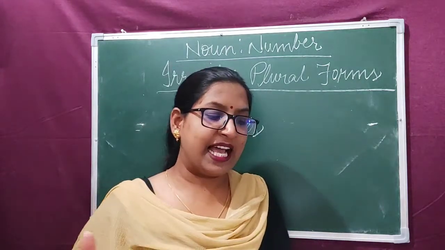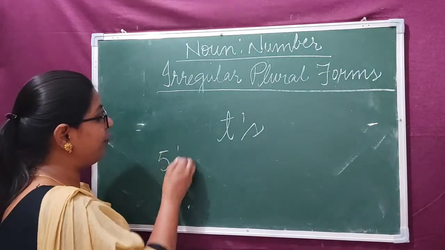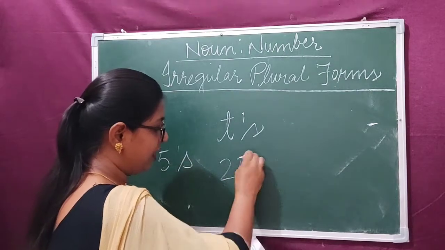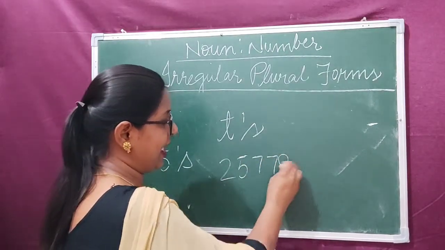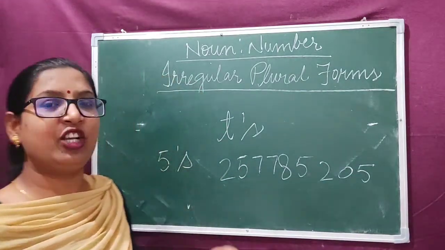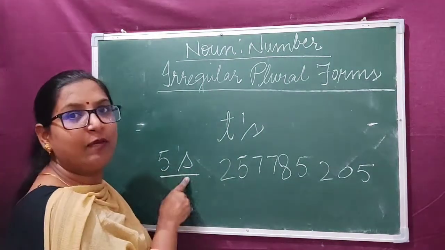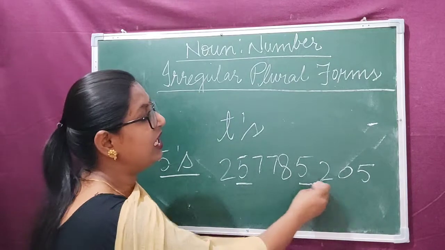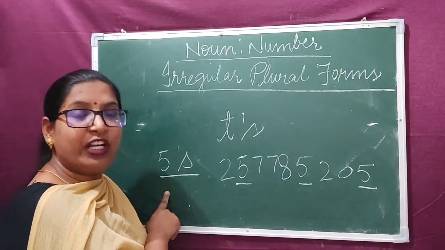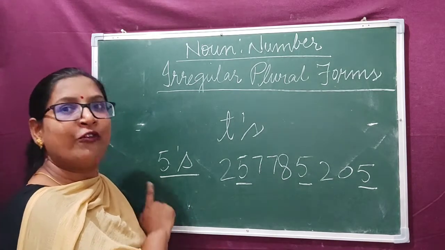Clear? Underline all the number 5s. For example, I am writing here the number 257785205. What is the meaning of this sentence? Underline all the number 5s. It means wherever the number 5 has come, you have to underline. So here apostrophe S is indicating the plural form. 5 apostrophe S indicates the plural form of number 5.